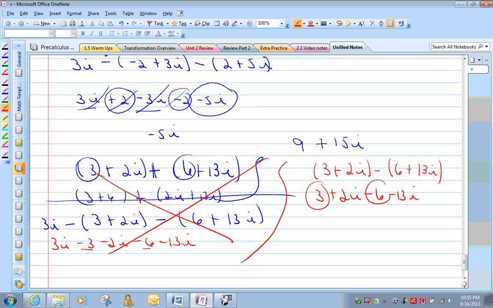Combine the like terms. We have a 3 and a negative 6, which is negative 3. A 2i and a negative 13i is a negative 11i. And I believe that, my friends, is the right problem and will be in your problem set on the board, so you won't have to do that one.